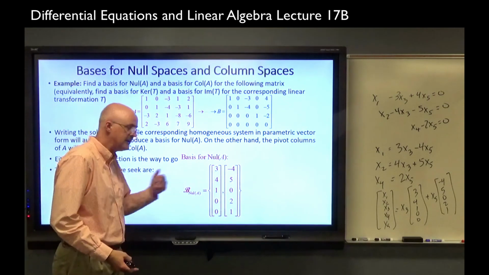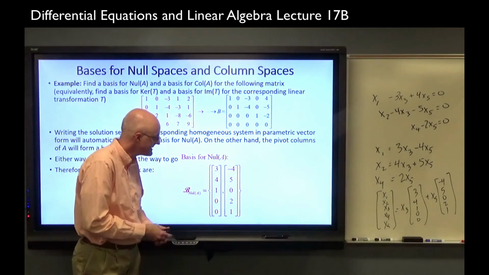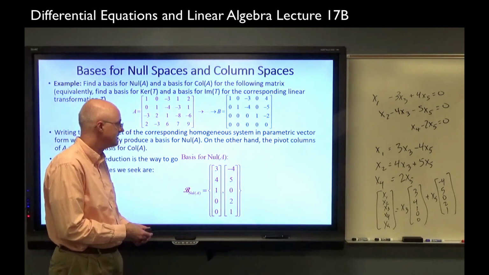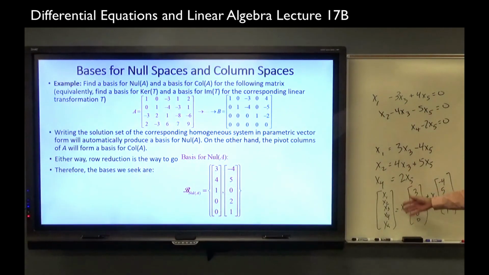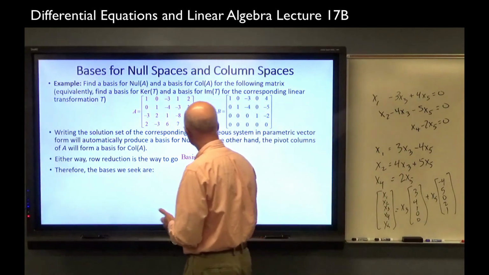Those two vectors are linearly independent. They're not scalar multiples of each other, so that's just the simpler case. And they span the null space. Why? Because of the solving that we did. An arbitrary vector in the null space can be written this way, where x3 and x5 can be anything. So the null space is two-dimensional.